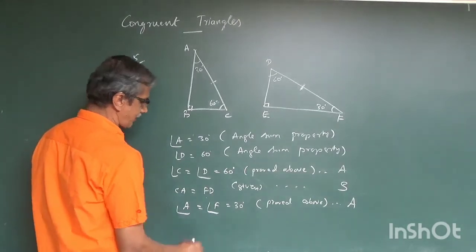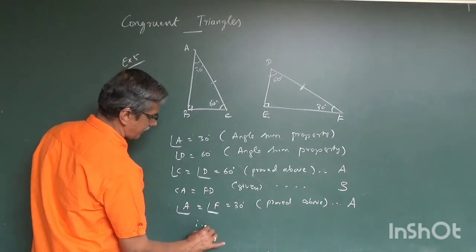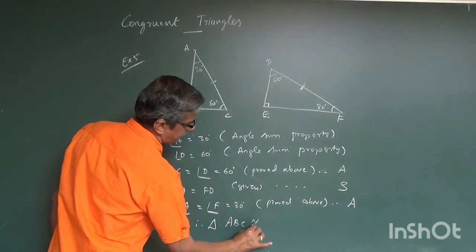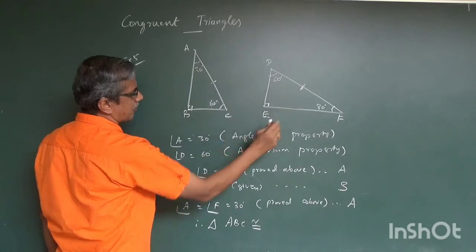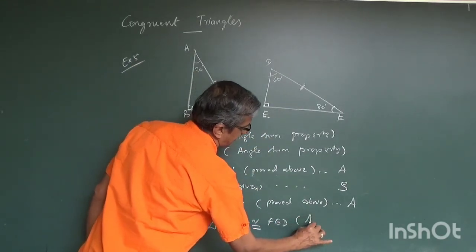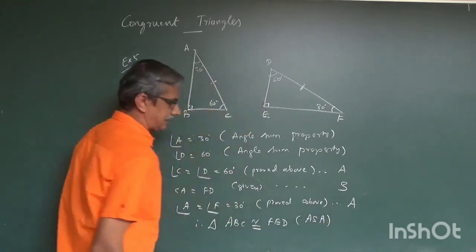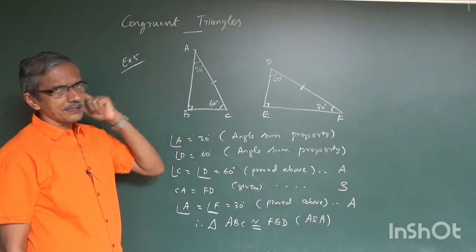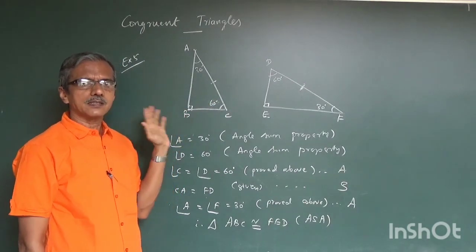Then finally I can write, therefore triangle ABC is congruent to triangle FED, A matching over F, by angle side angle congruency check. I hope you understood. So this is a case of right angle triangles where RHS is not used.